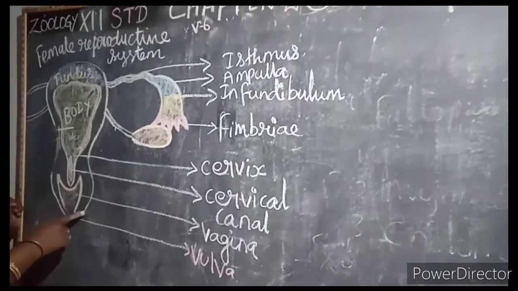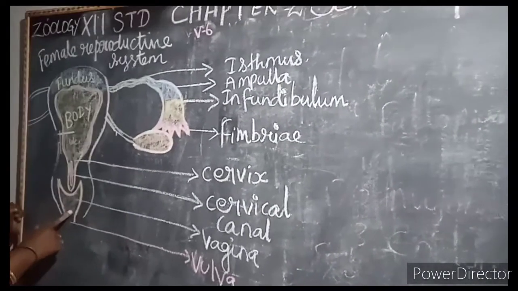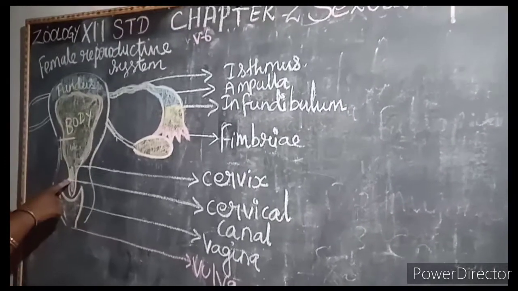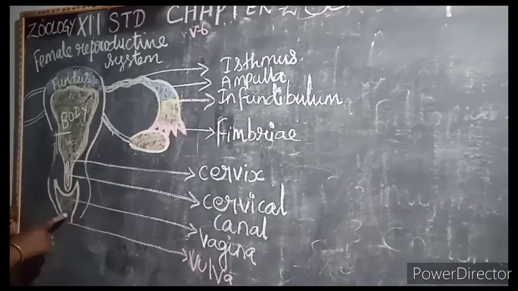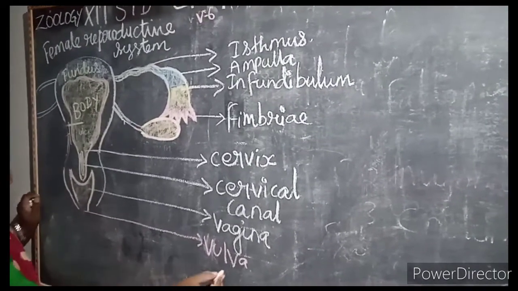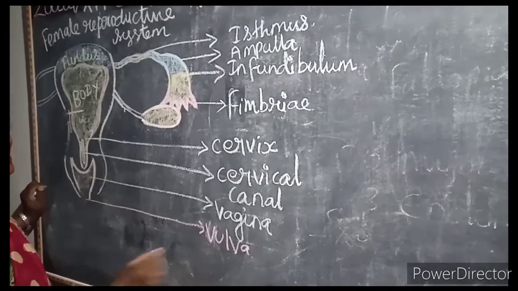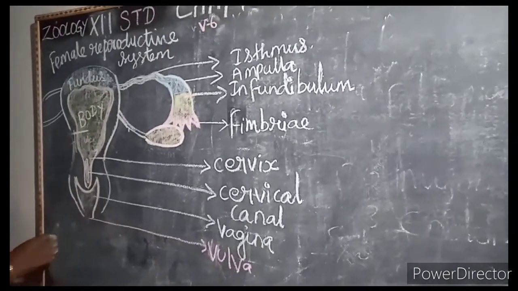So next we are going to learn about the vagina. This vagina is a large muscular tube that extends from the cervix to the exterior. The external reproductive part that lies outside the vagina is called the vulva. Here the L is silent, you have to say it as vulva. This vulva is formed of three layers.